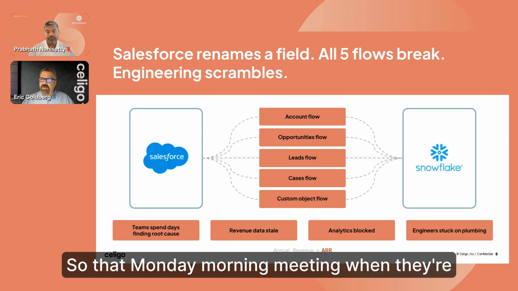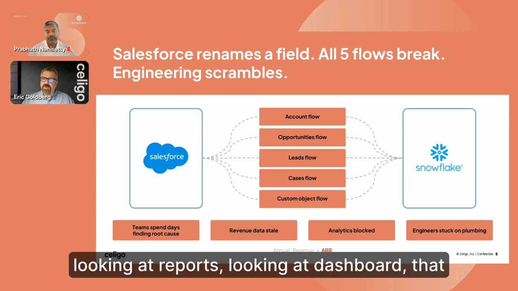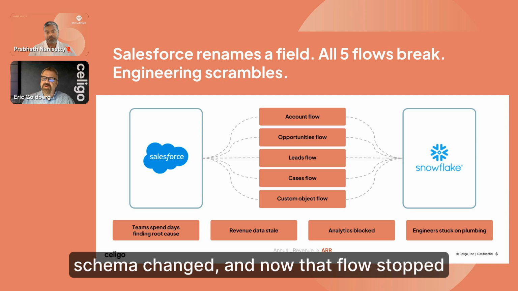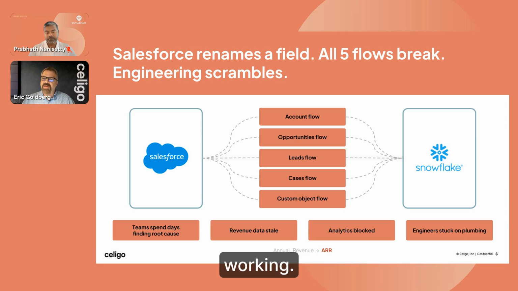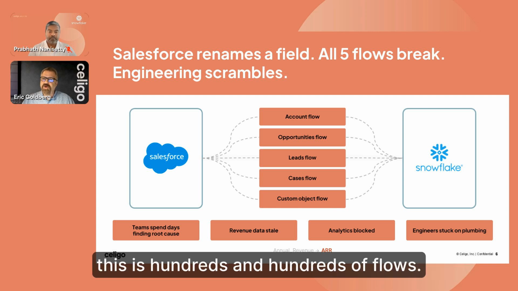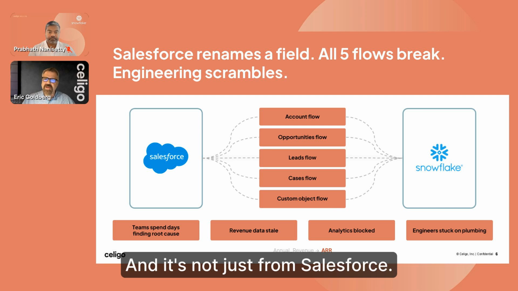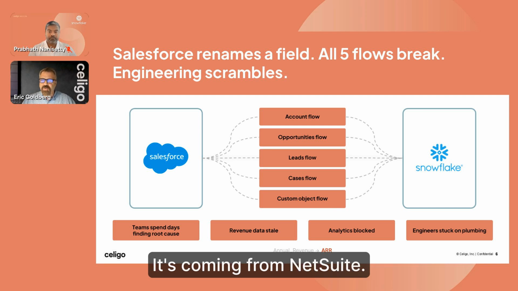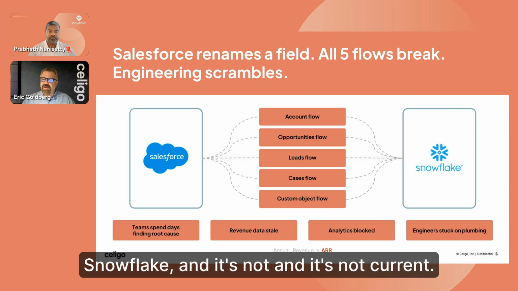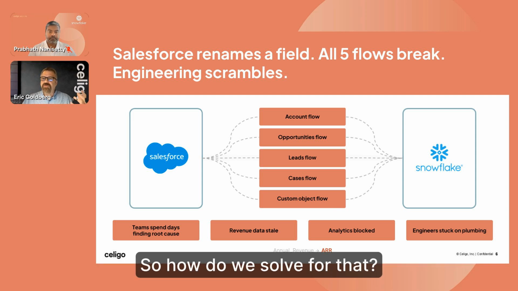So that Monday morning meeting when they're looking at reports, looking at dashboards, that information doesn't have the latest data because a schema changed and now that flow stopped working. So now we're talking about 5 flows, but imagine this is hundreds and hundreds of flows. And it's not just from Salesforce. It's coming from Shopify. It's coming from NetSuite. It's coming from Pendo. And all of a sudden now we don't have that data in Snowflake and it's not current. So how do we solve for that?